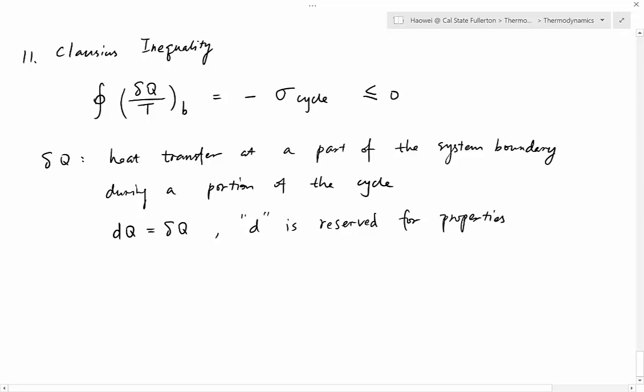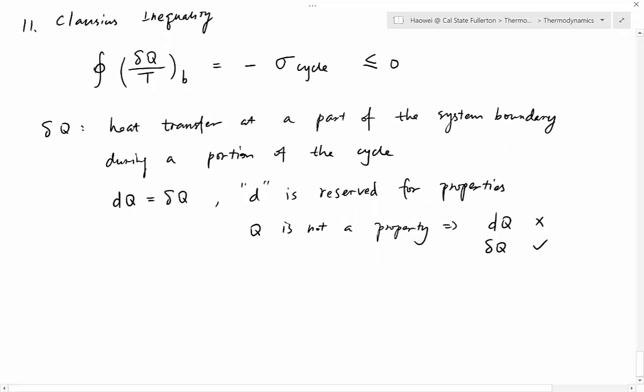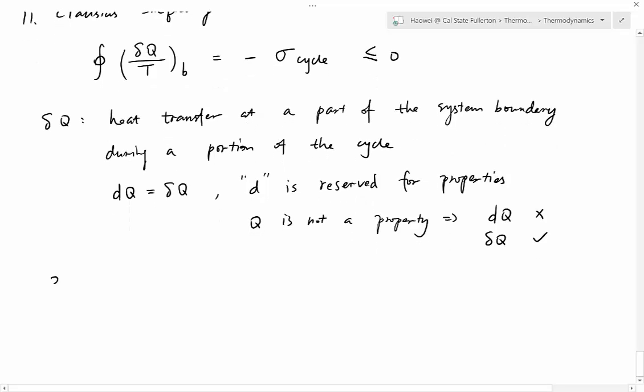For example, temperature is a property, so we can write derivative T. However, heat transfer is not a property, so we do not write derivative Q, but delta Q. Okay, it's just a convention we follow. In terms of mathematics, derivative Q is equal to delta Q. They're the same thing.